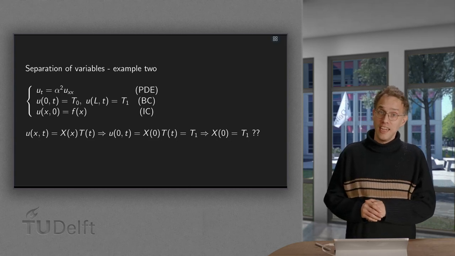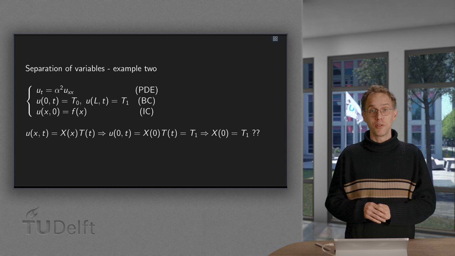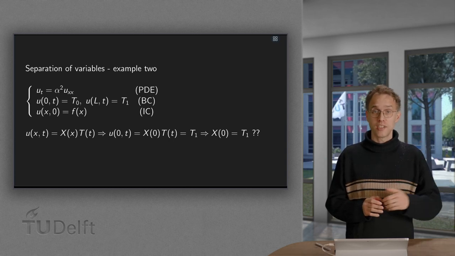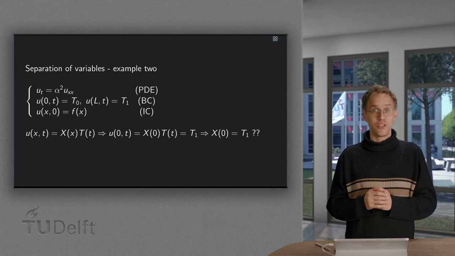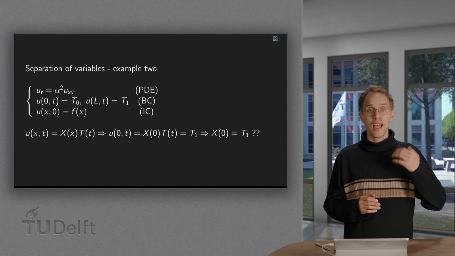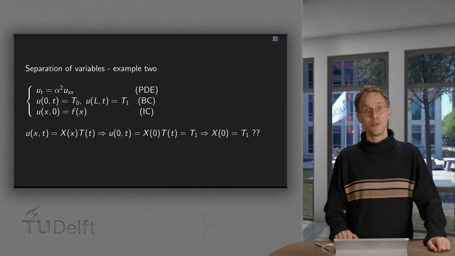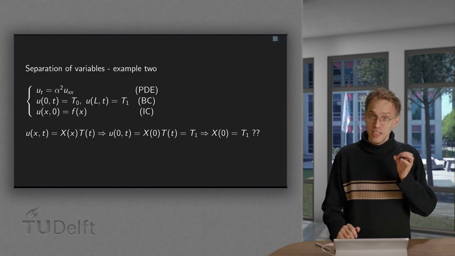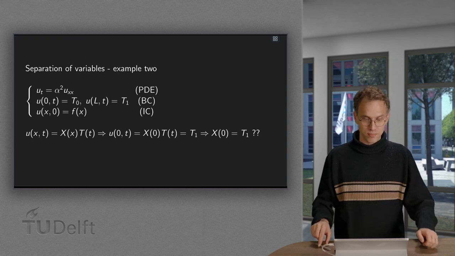What happens with our heat equation if we do not set the temperature to zero on both ends of the rod, but to some other temperature? In practice, we can easily do this, of course. Can we still use separation of variables to solve our equation? Well, yes, we can, but we need to be a bit more careful now.